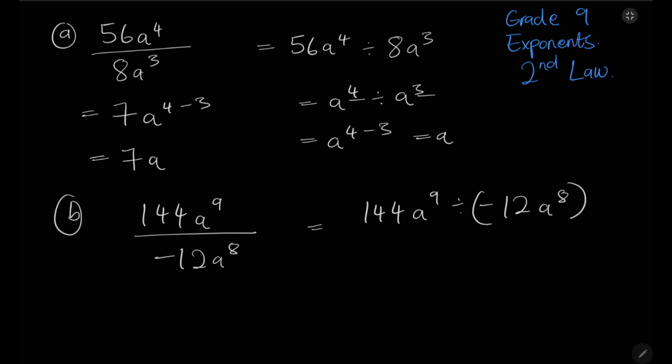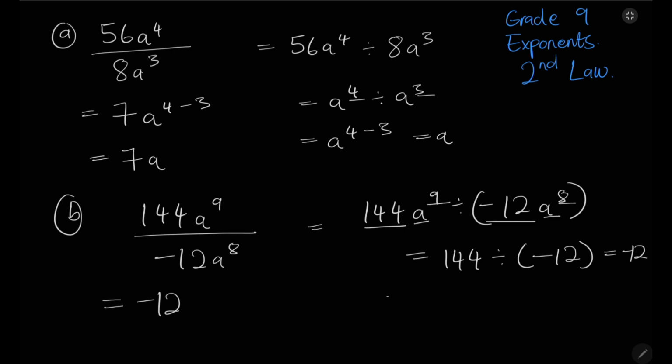What do we start with? We have to calculate the values first. We'll say 144 divided by negative 12. 144 divided by negative 12 is negative 12. You also show this here, 144 divided by negative 12, which is negative 12. Now let's move to our variables. We have a, we have 9 and 8. a to the power 9 divided by a to the power 8.